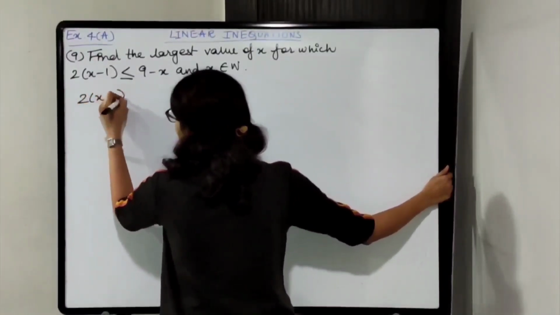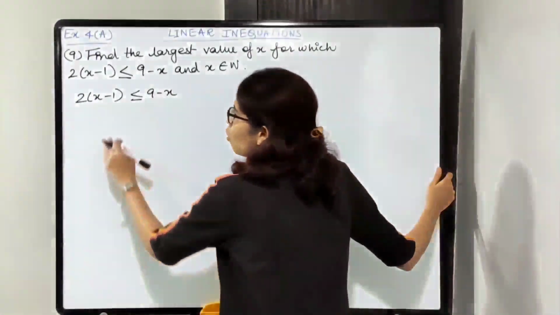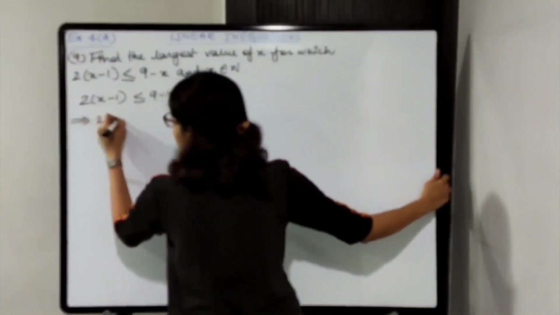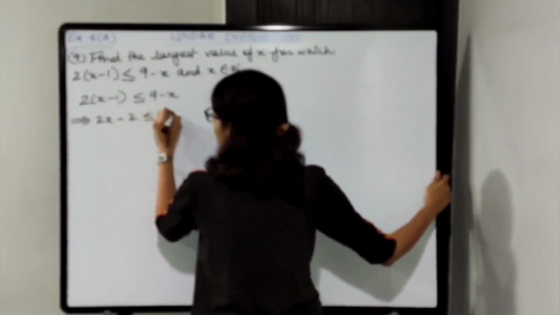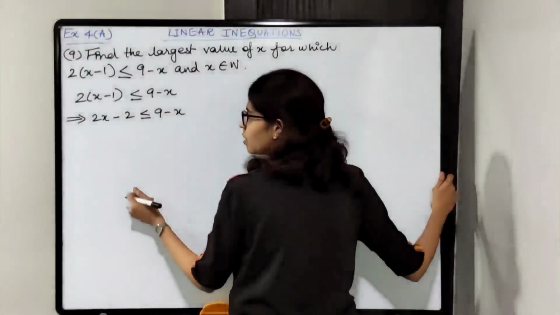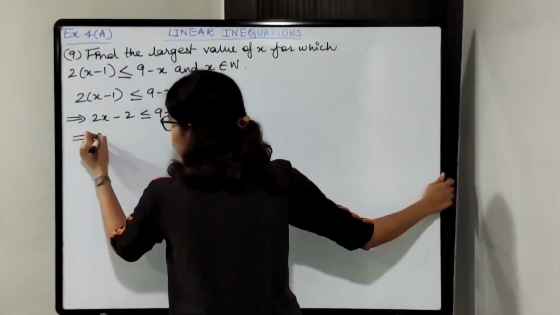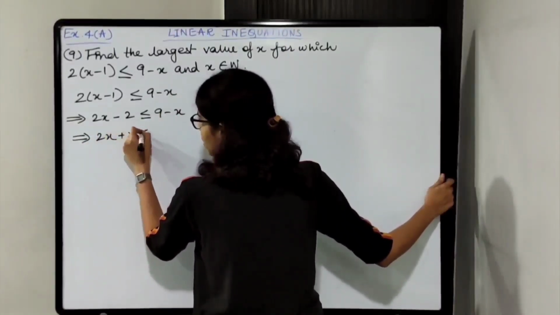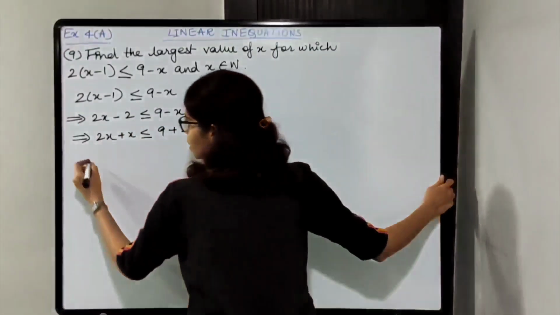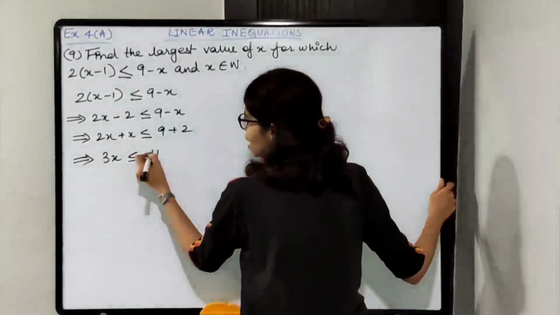2 into x minus 1 is less than or equal to 9 minus x. We open the brackets. So 2x minus 2 is less than or equal to 9 minus x. x we'll group together, so we'll shift this over here and number together. So 2 को यहाँ पे shift करेंगे, signs will change. So 2x as it is, minus x will become plus x, less than or equal to 9 as it is, minus 2 will become plus 2. 2x plus x हो जाएगा 3x is less than or equal to 9 plus 2 is 11.